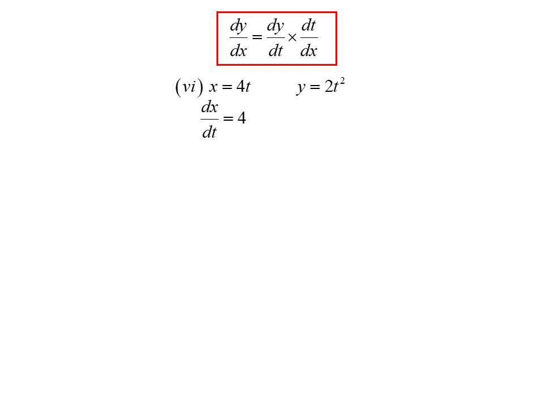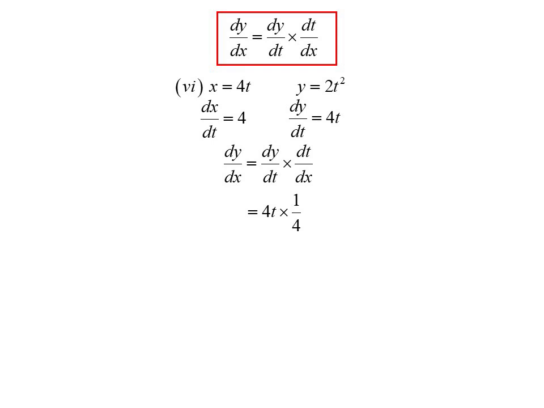I'll find dx/dt, that's 4. I'll find dy/dt, that's 4t. I want dy/dx, you see, because derivatives are a rate of change. What are rates? Rates are fractions. You can think of them like fractions. They're not really fractions, but you can think of them like fractions. And so it's like the dt's are cancelling, if you like, and you end up with dy/dx.